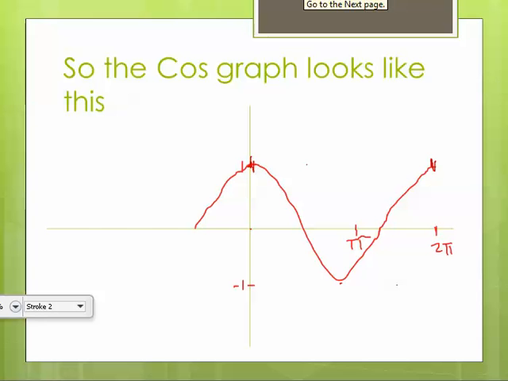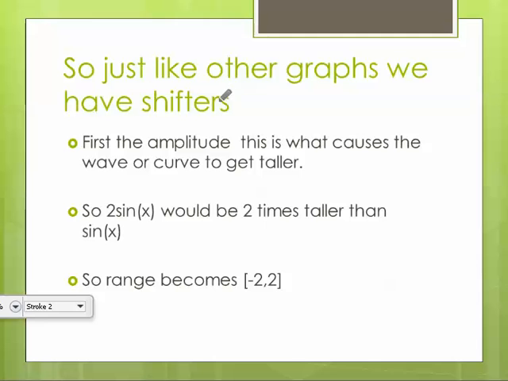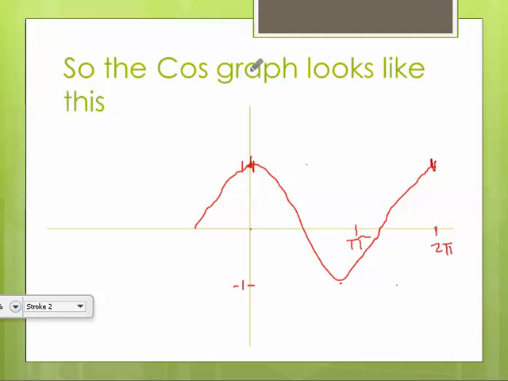Okay? But the other thing that can change is the amplitude. These are just like the shifters that we have in any other graphing that we've done. The amplitude is what we use in AM radio. So what are we talking about here? In FM radio, they're changing these frequencies going this way. AM radio is changing the amplitude, how tall the waves are.